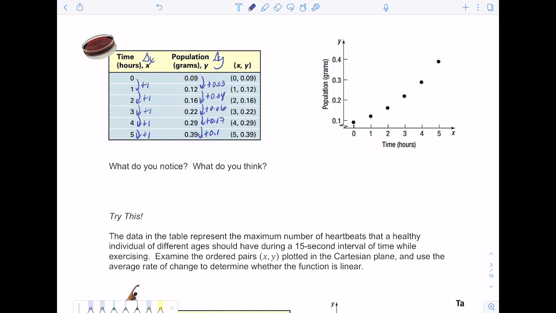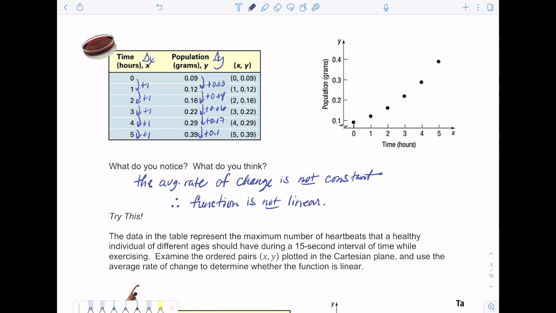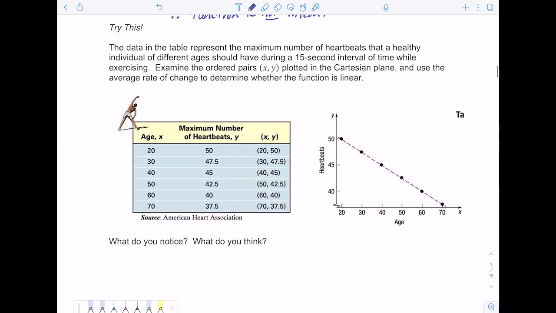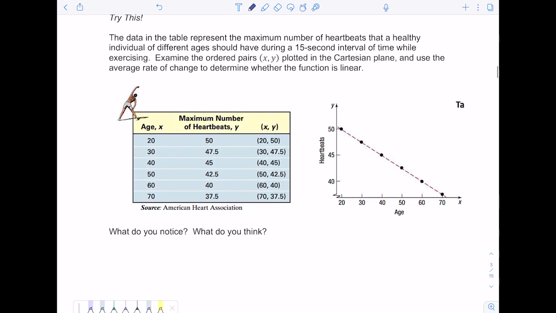So if you look at the graph, you can kind of tell it's not a linear function, that's a curve. So here, the average rate of change is not constant, so therefore the function's not linear. That symbol means therefore the function is not linear. And we'll talk about functions that are not linear.